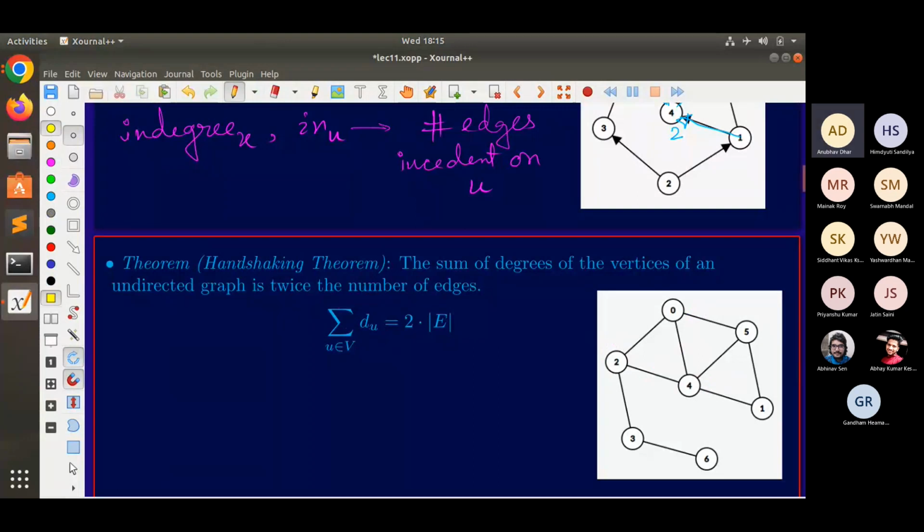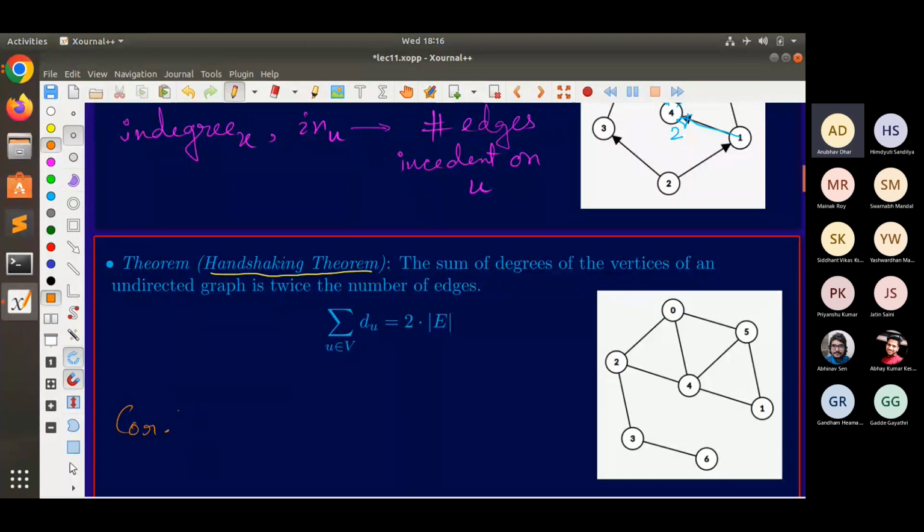So does anyone know why this is called the handshaking theorem? Why does it have such a weird name? Basically, the actual statement says that if there is a party of, let's say, n people and some handshakes take place, then if you ask everyone how many handshakes they were a part of, and then sum them all up, you will get a number equal to twice the number of handshakes, right? That's not a very relevant detail to what we are discussing, but anyway.